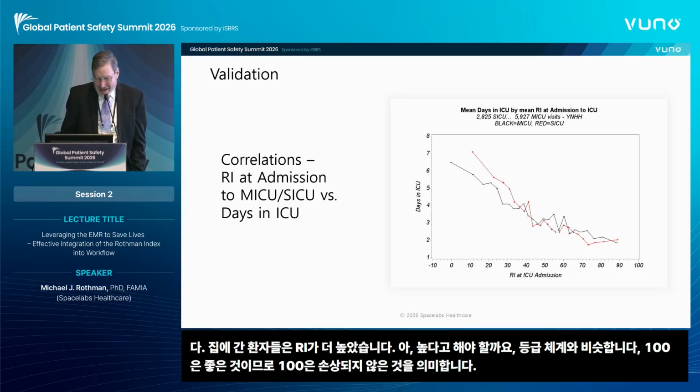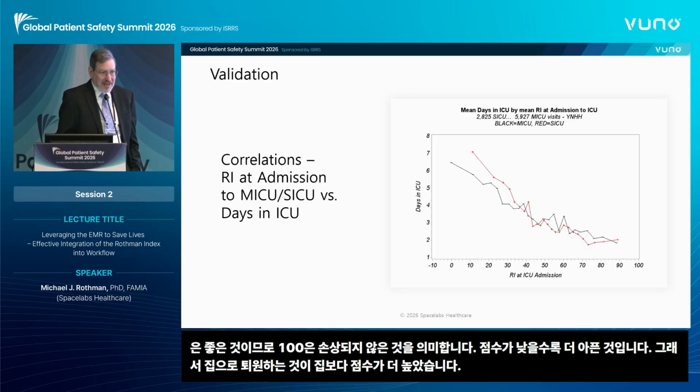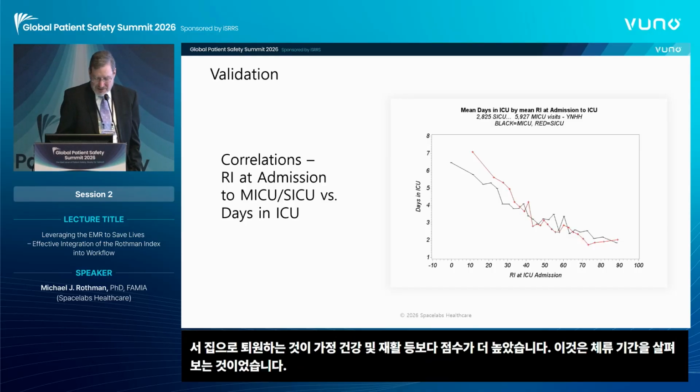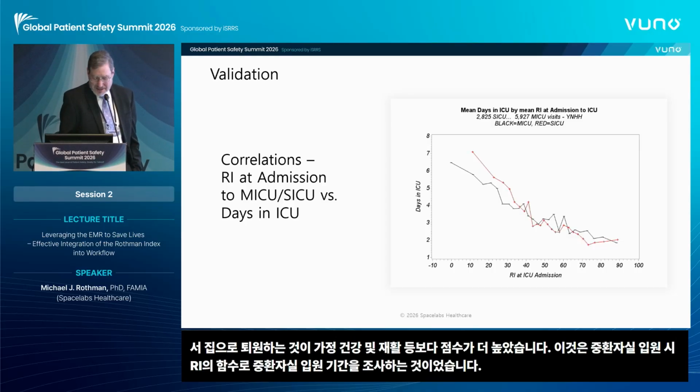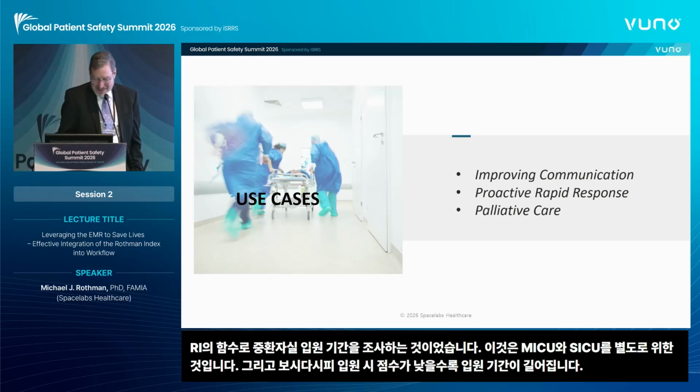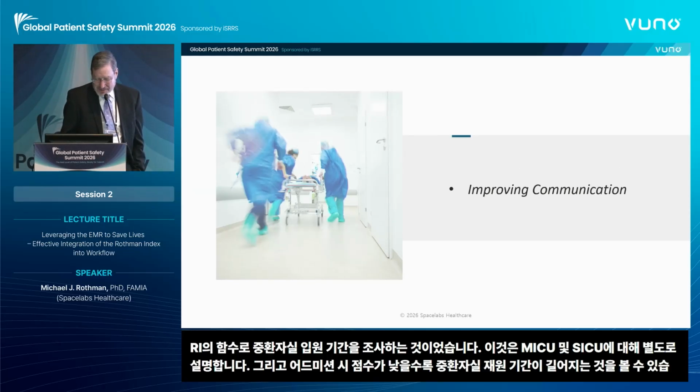This was looking at length of stay in the ICU as a function of RI at admission to the ICU. This is separately for a MICU and a SICU, and you can see the lower the score at admission, the longer the stay in the ICU. Okay, so how is this used? So it's valid, and it's telling us something.